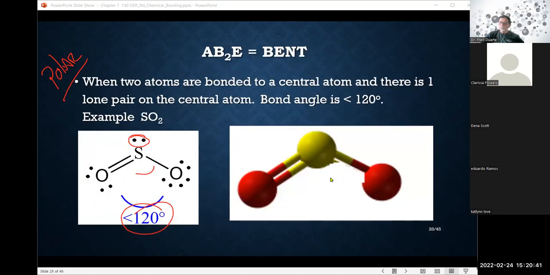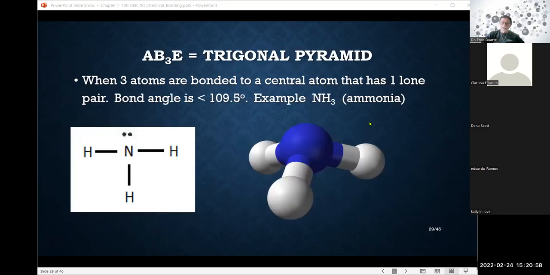Over here, nope, that angle gets dropped because of the lone pair, which has an effect on the properties of the molecule, which we're going to learn about in a bit. Now the AB3E, also known as the trigonal pyramid.